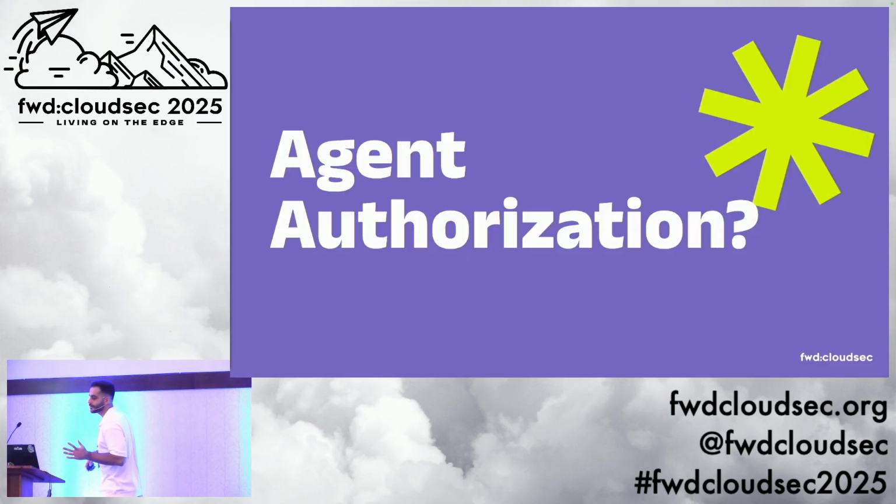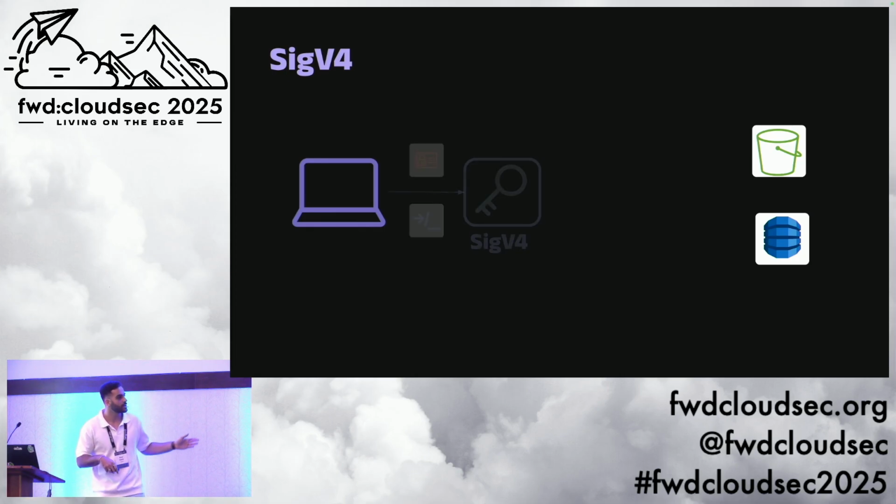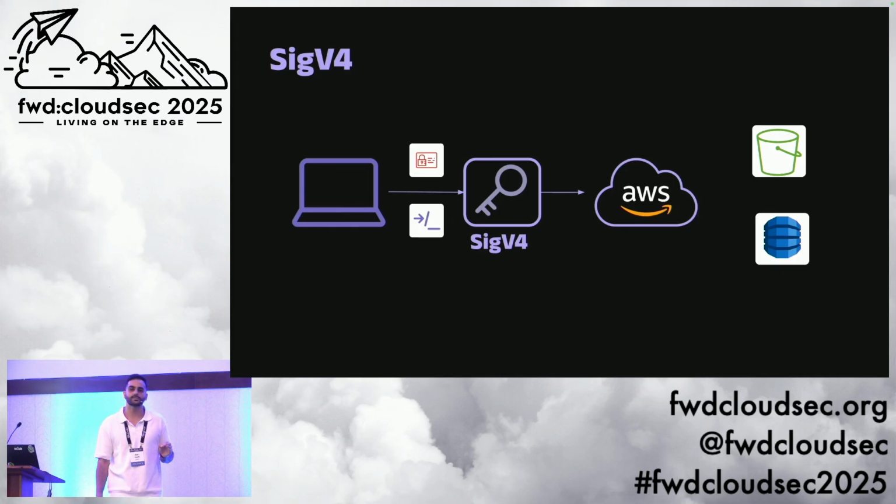So, how the agent authorization works. I'll start with explaining what SigV4 is. SigV4 is an algorithm used by AWS to ensure that the request really comes from valid credentials. It takes the user role and the request data, signs it using a cryptographic algorithm, and creates a request signature.